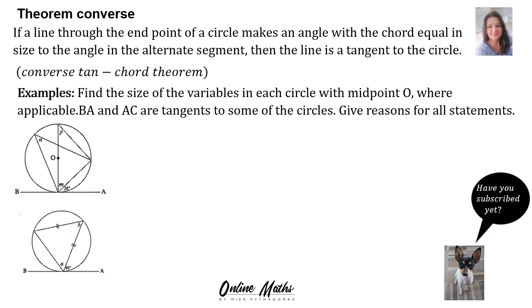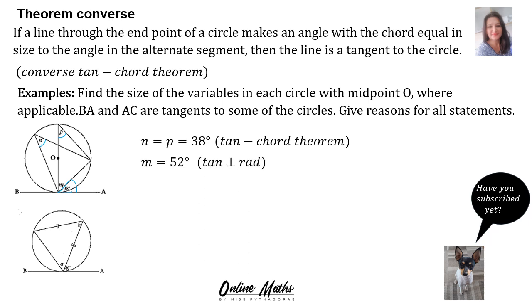All right, we can start here on the first one and say that angle N is equal to angle P is equal to 38. And your reason is it's the tan chord theorem, because the angle between the tangent and the chord is equal to the angle in the opposite segment, or also P, the angle between the tan and the chord is equal to the angle in the opposite segment. And then angle M will be 52 degrees. And your reason is tangent perpendicular radius. So it forms a 90-degree angle there, so you subtract 38.